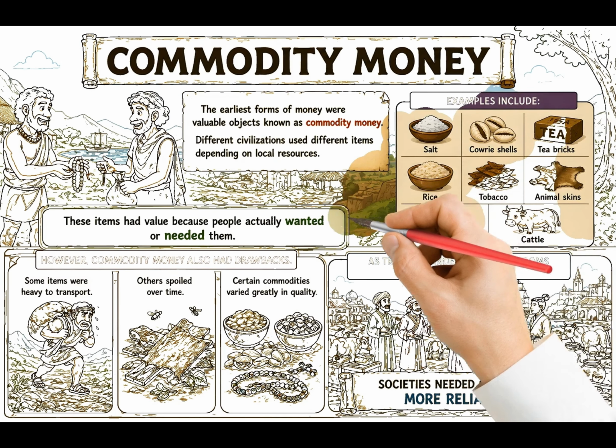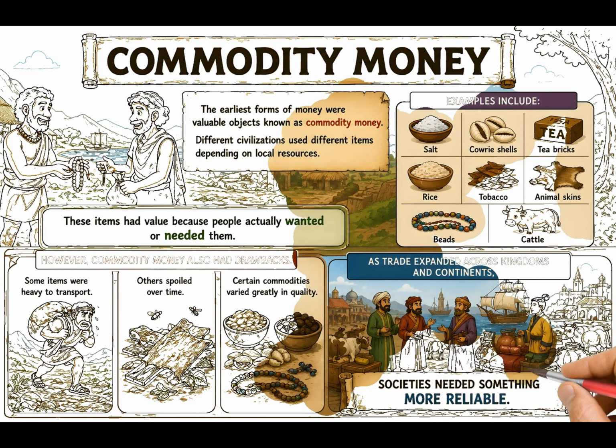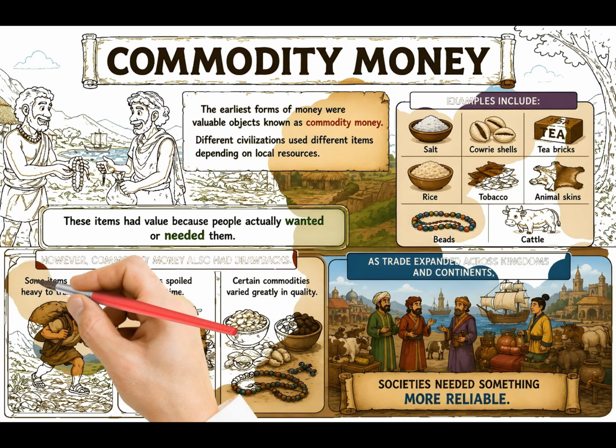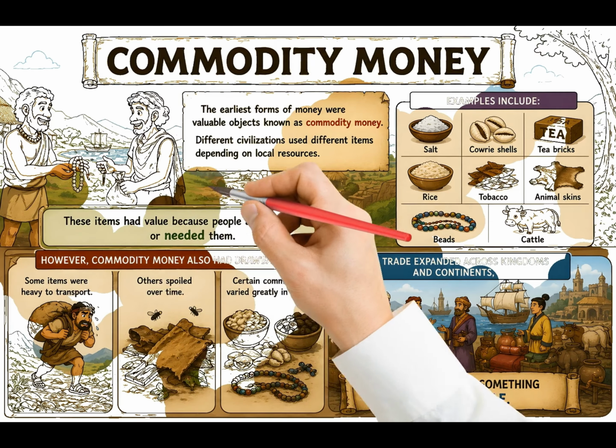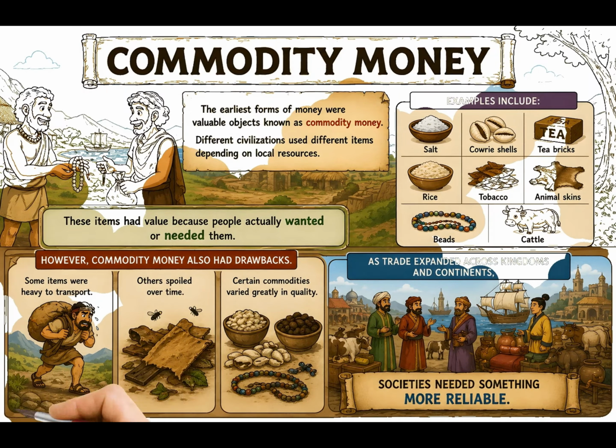Over time, governments began issuing official banknotes. Paper money was lighter, easier to carry, and more practical for large transactions. This marked a major shift. Money's value began to depend more on trust than on physical materials.